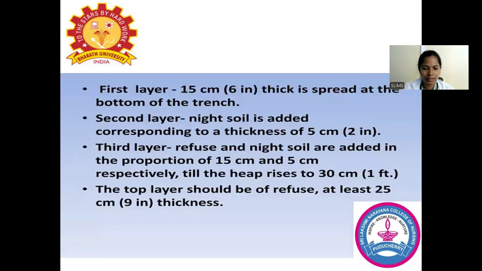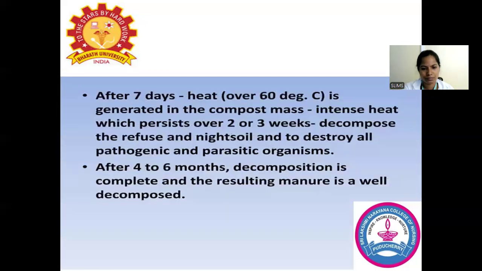The first layer, that is 15 centimeter thick, is spread at the bottom of the trench, and the second layer is night soil added corresponding to the thickness of 5 centimeter. Night soil here is the human excreta. The third layer, refuse and night soil, are added in the proportion of 15 centimeter and 5 centimeter respectively till the heap rises to 30 centimeter. The top layer should be of refuse at least 25 centimeter thickness.